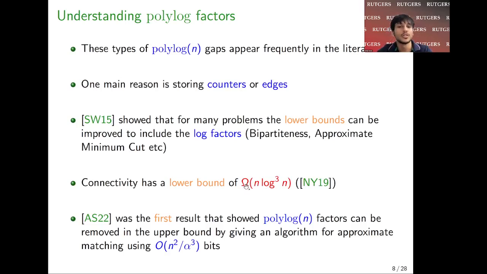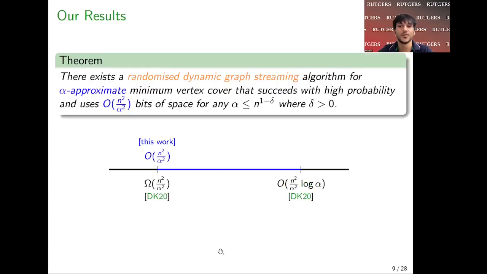And you also know that there is an upper bound of n log cube n bits, making these log factors necessary, right? So Assadi and Shah 22 was the first result that showed that these polylog factors can actually be removed in the upper bound. Like, it's not necessary to have them in the upper bound. And they gave an algorithm for approximate matching using n square over alpha cube bits. And the lower bound was also n square over alpha cube bits. So this motivates our result, and we do a similar thing for vertex cover.